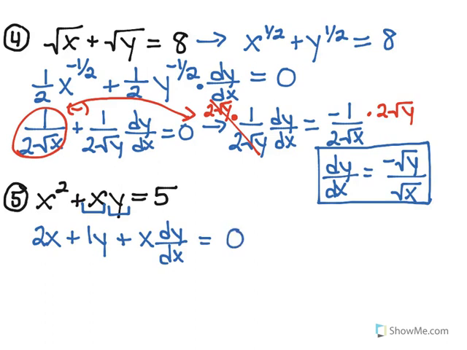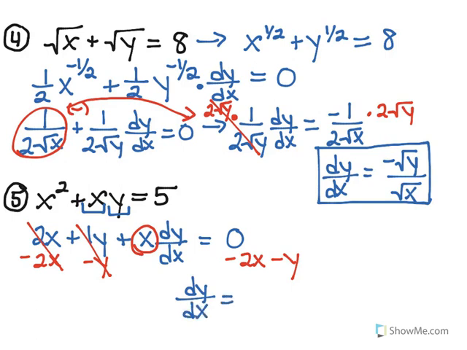I need to solve for dy/dx, so I'm going to subtract 2x and subtract y, and then I'm going to go through and divide by this x here. So I'm going to get dy/dx is equal to negative 2x minus y all over x. And that problem is finished.